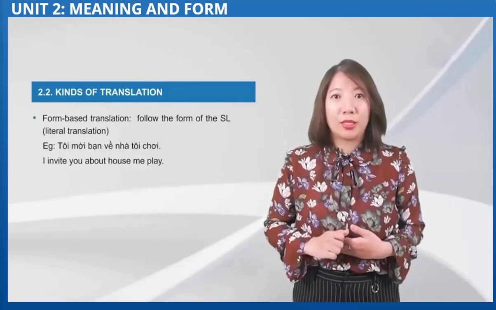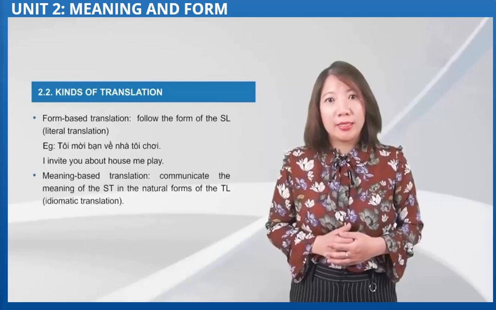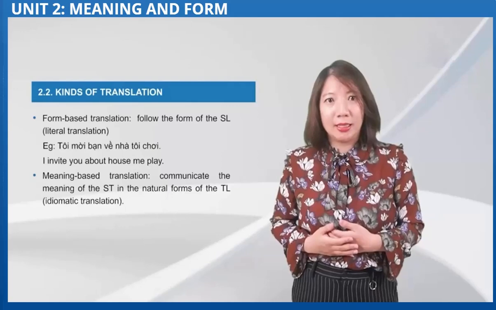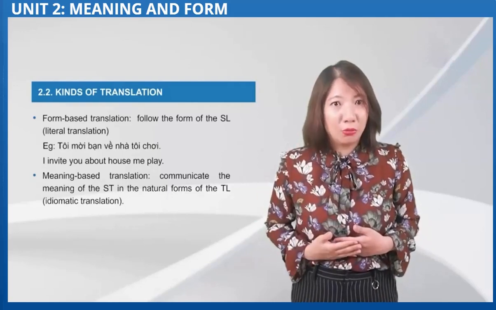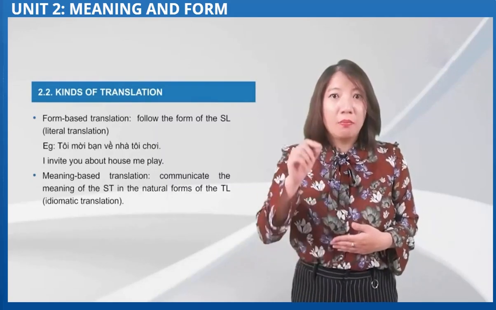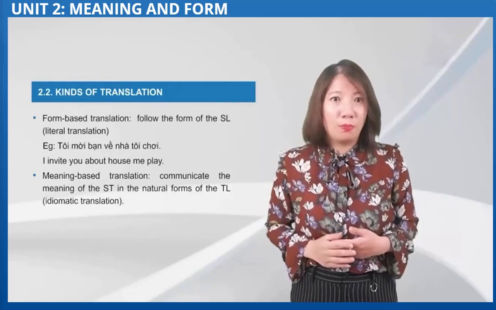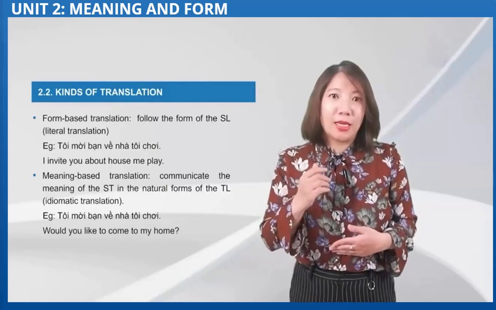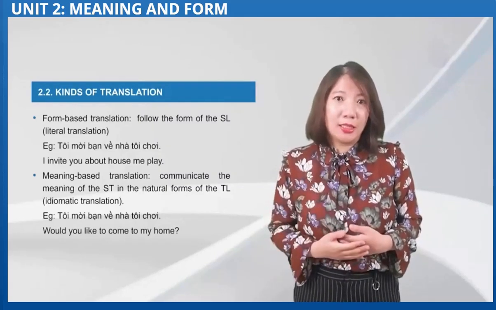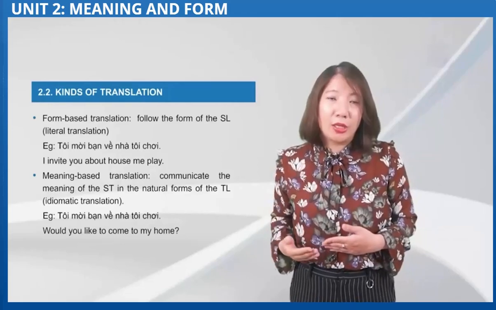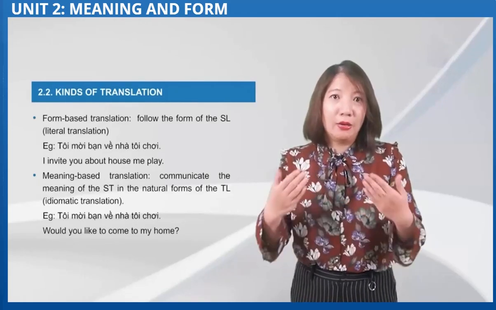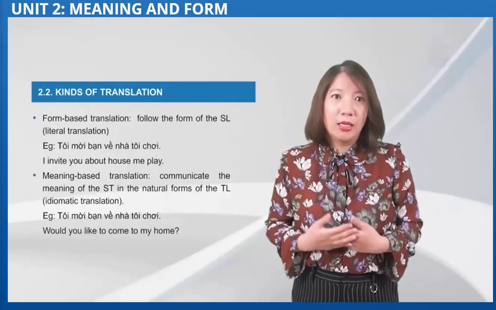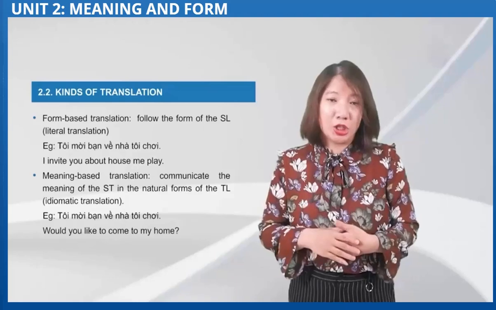The second form of translation, which is also known as idiomatic translation, communicates the meaning of the source text in the natural form of the target language. The key words here are meaning and natural form. For example, "tôi mời bạn về nhà tôi chơi", the same sentence, is translated idiomatically as "Would you like to come to my home?" And looking at the two examples, you can see the very difference between form-based and meaning-based translation.